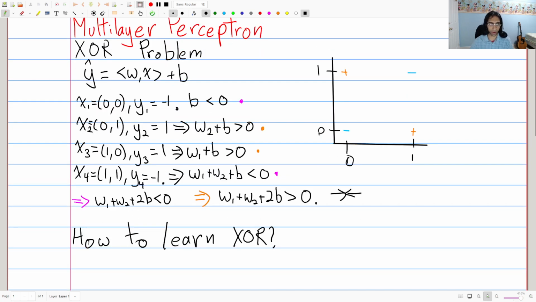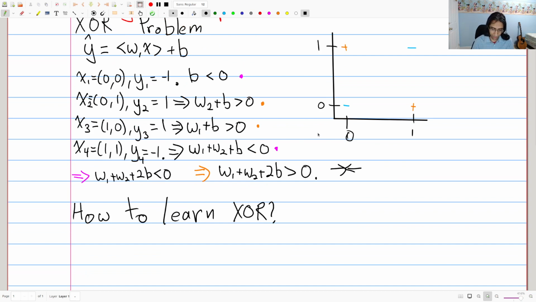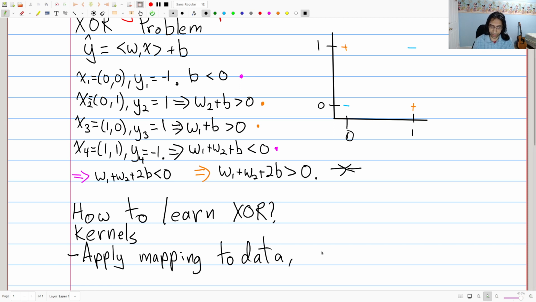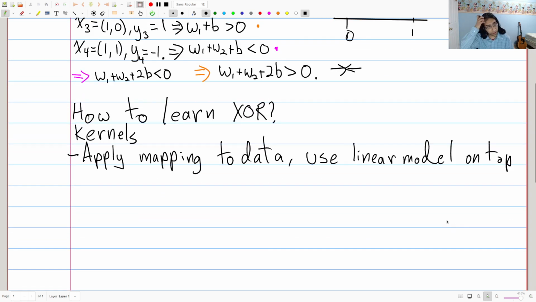And we've gotten around this before, the fact that linear models can't learn XOR. The way we did that before was using kernels. Just to recall what we did here: we would first apply a mapping to the data, and then use a linear classifier, or a linear model, on top of it. In other words, the important thing here is the first part, in which we had a fancier representation of our data.